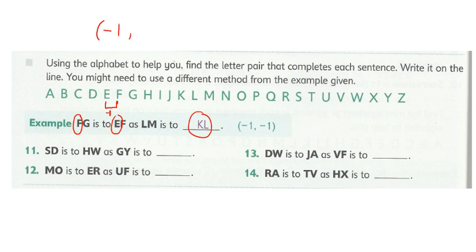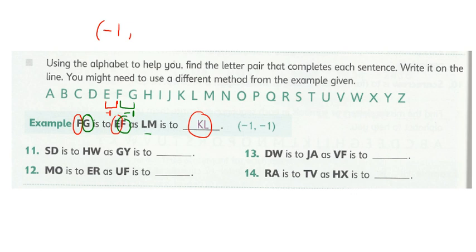Then for the second letter, we need to match the second letter of the first couple with the second letter of the second couple. So that's G going to F. That also moves back by 1. So we know that we just need to move each of the letters back once.